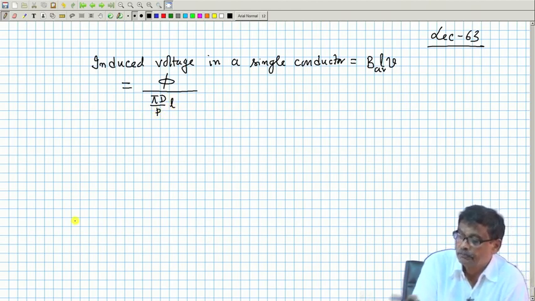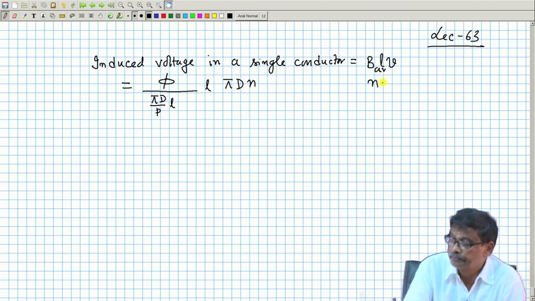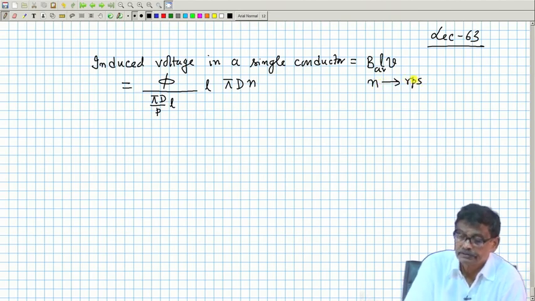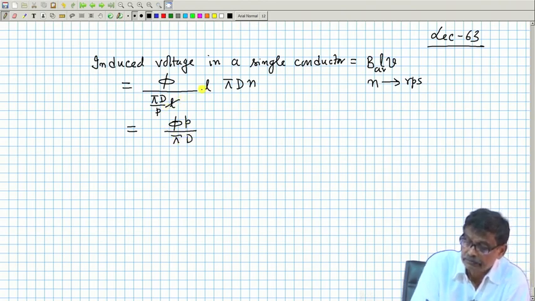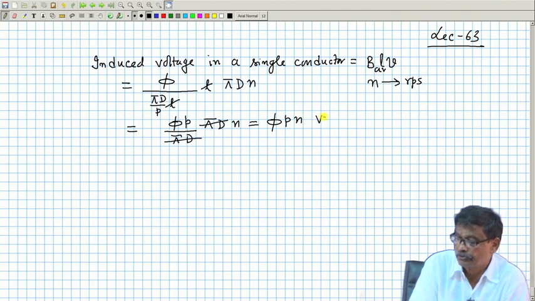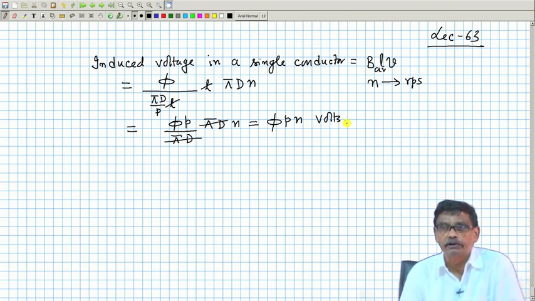This is the area. I got B average, L is L, and velocity is pi d n, where n is armature rotations in RPS. So this will be equal to phi p by pi d, L cancels out, into pi d n. Oh, this also cancels out. So, it is equal to phi p n, so much volts. That will be the expression for voltage in a single conductor.